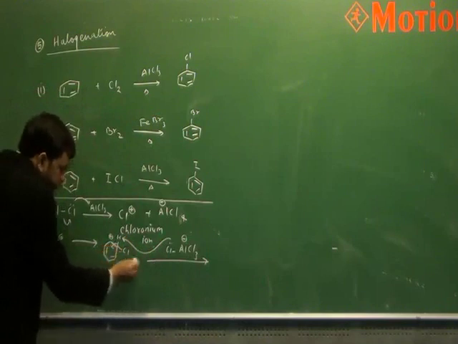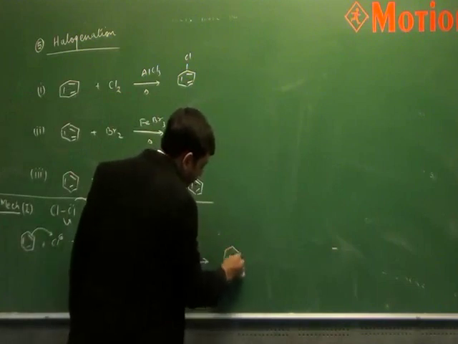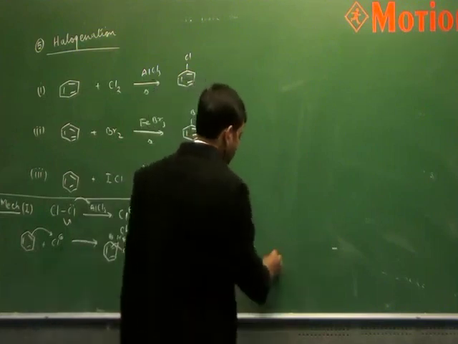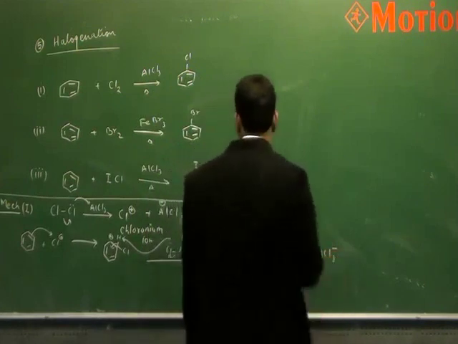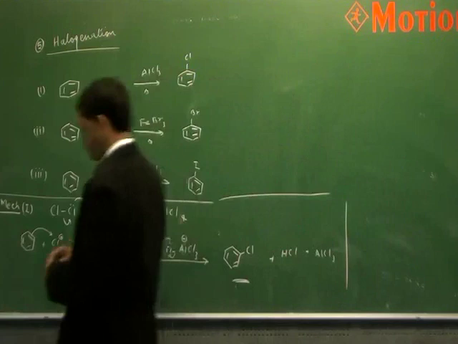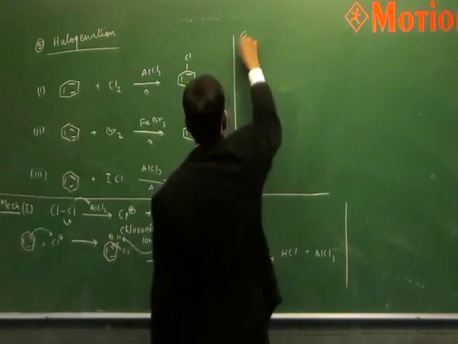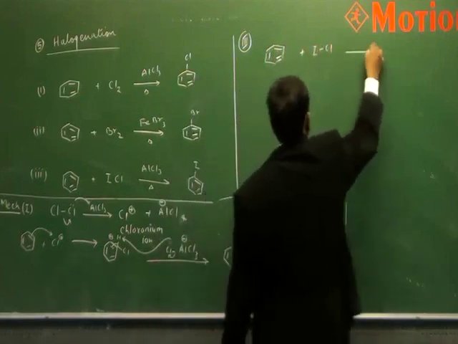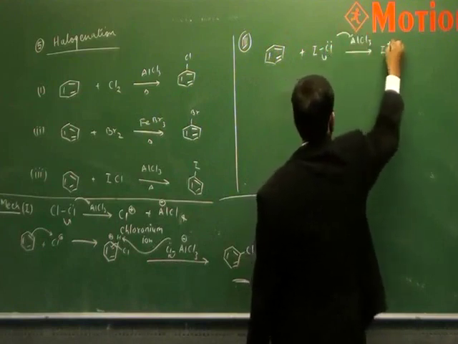It will remove the H plus, and chlorobenzene will be formed. See the mechanism second. It is also similar, but complex. It acts as the electrophile. In the case of the third, it gives I plus.